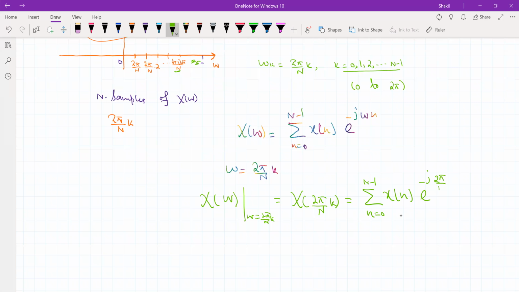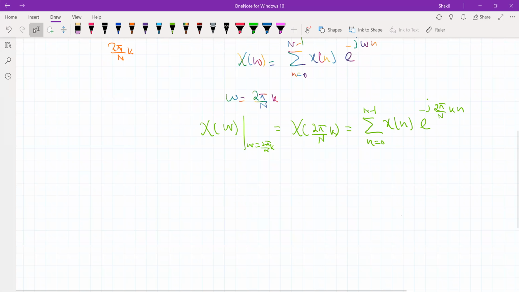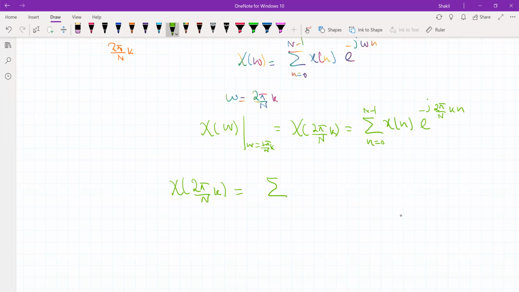Now, so our expression X of 2 pi by N k is equal to summation n running from 0 to N minus 1 of x of n e to the power of minus j 2 pi by N k n, where k is 0, 1, 2, and so on up to N minus 1.